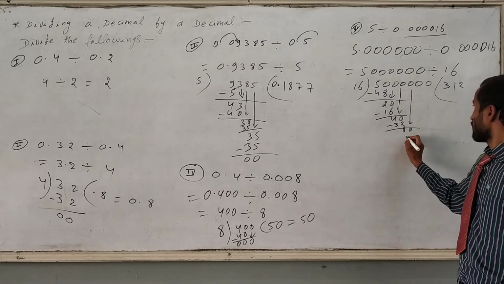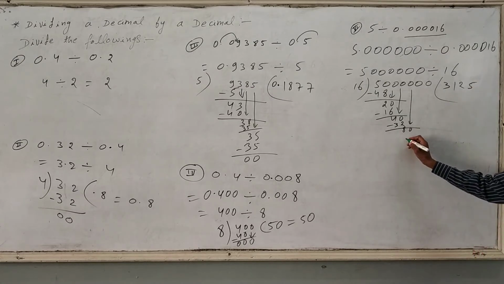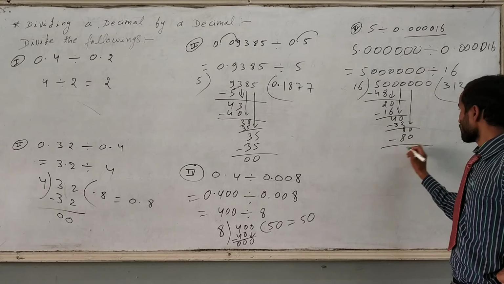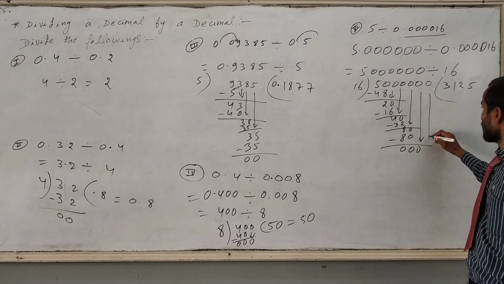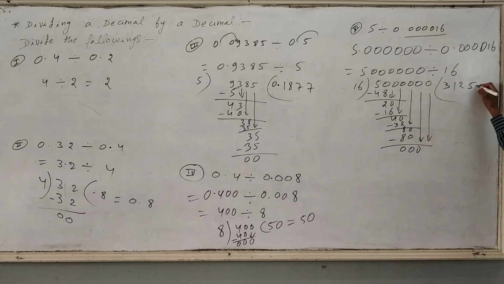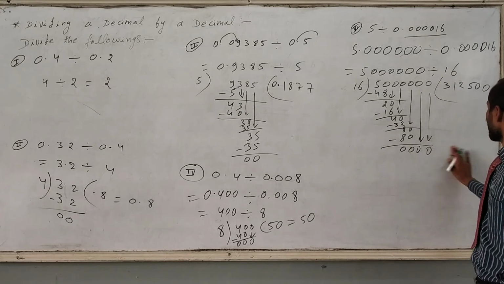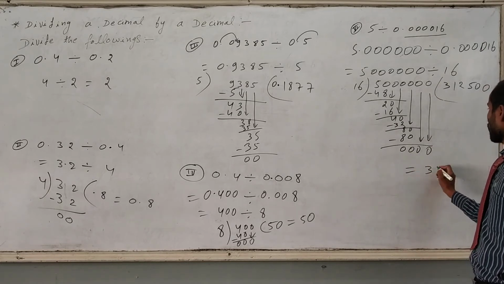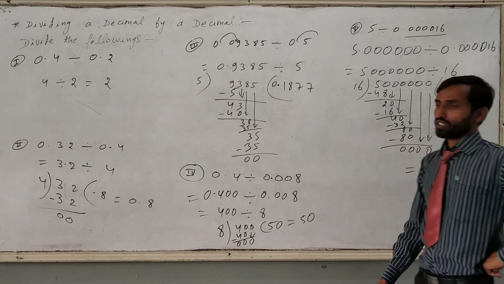Then 8 0, 16 fives are 80. Then subtract, 0 will come. Then write down there 0 and then write down there 0. For that, if you are writing this 0, you have to put here one more 0. Again writing the 0. Then you have to put 0. So the final answer is 31250. Like that you have to do the next question also.